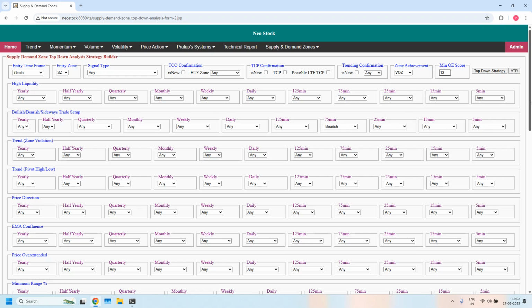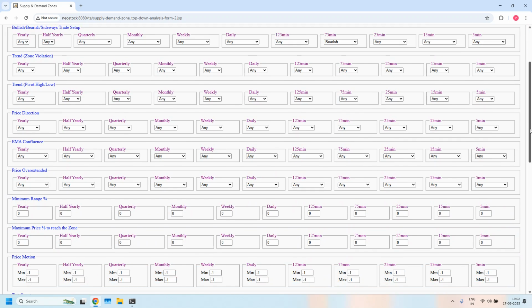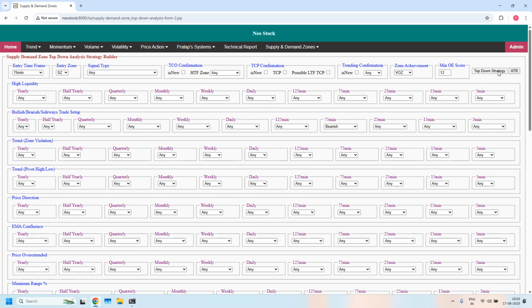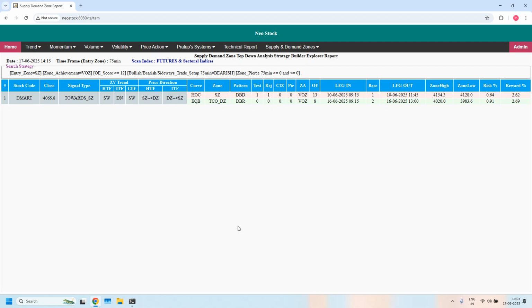And also 75 minutes supply zone should not be pierced. So in the pierced count at 75 minutes time frame, minimum value 0, maximum value 0. With these filters, we got 1 stock. So bearish trade setup for weekly income trade and entry time frame zone is 75 minutes supply zone. It is already tested once.